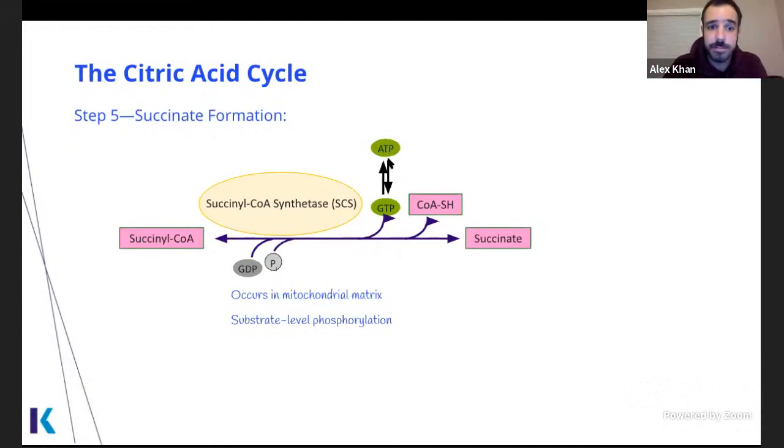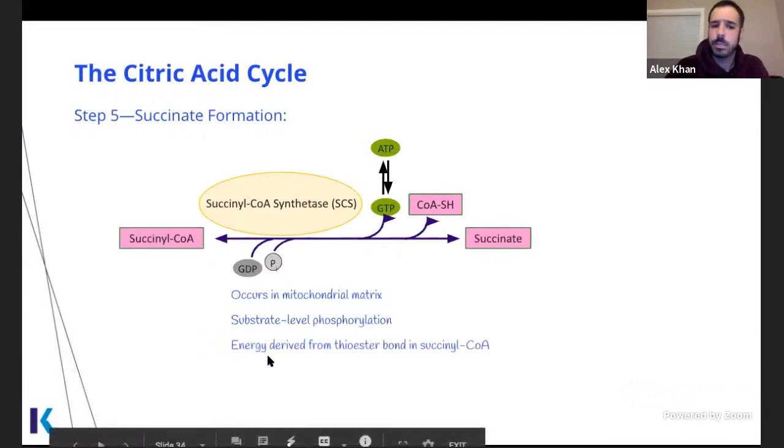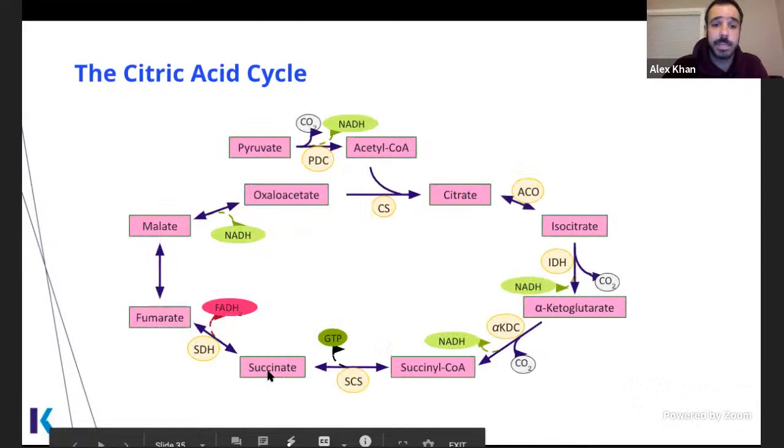Good stuff. So the big thing to remember here: we use the energy from the thioester bond and we then transfer that energy into a GTP molecule. All right, and that's what's there at the bottom. Interestingly, it's the only step in which GTP is directly generated in all of glucose metabolism. And it quickly gets turned into ATP, as we had mentioned.